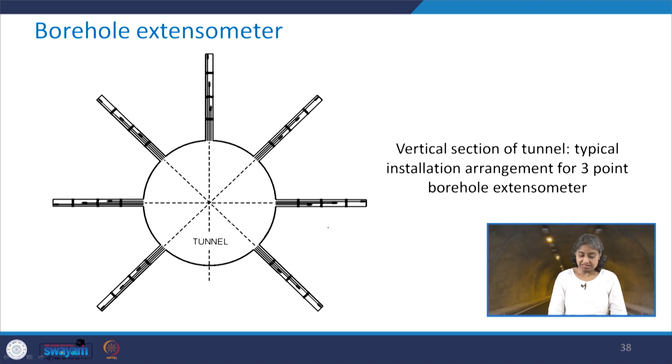You can see that this is the 3-point borehole extensometer, which has been installed typically in a tunnel of circular cross section. Take any of the locations and see what I mean by 3-point borehole extensometer. The length is up to here, then this, and then this. This is the anchorage point, and then another one is here. The relative movement between these is going to give us the deformation of the points up to which the borehole extensometer length is provided.